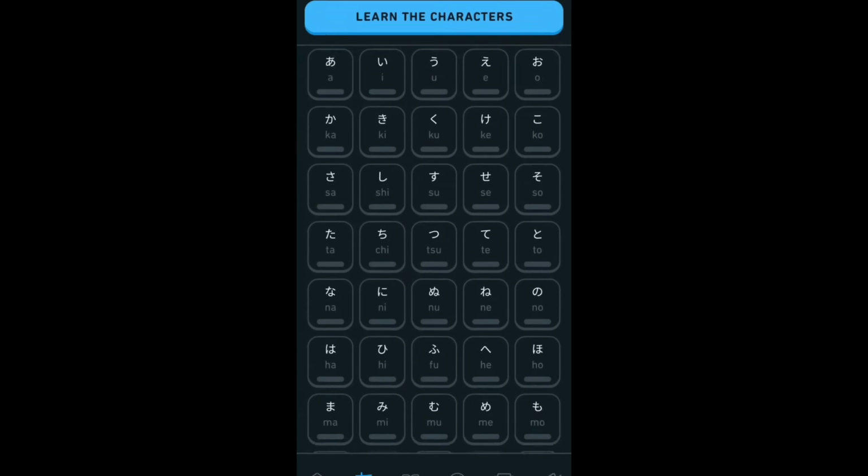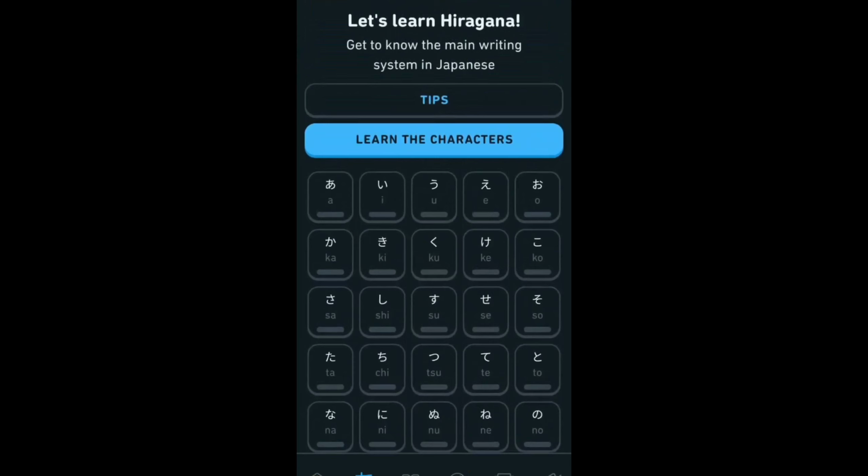Now this is the entire hiragana. Do not look at this already. We're going to start from the very basics. You may already know some of the things from this chart. So try and find which ones you know.